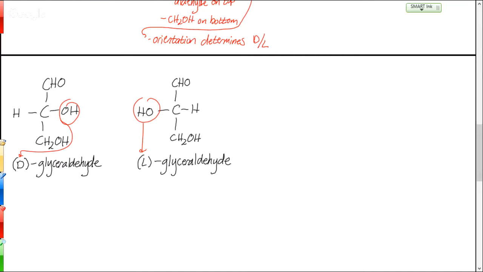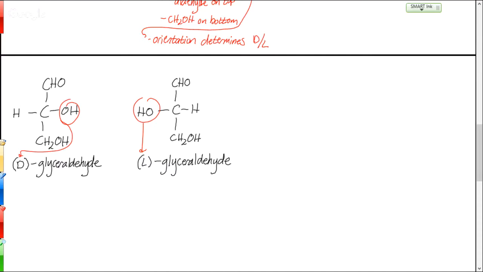So the position of that OH in the Fischer projection is what determines whether we have D or L sugars. And D or L sugars, even though when we draw them and when we build them it looks like a super subtle difference, to our body and to other living things it's a totally huge difference.